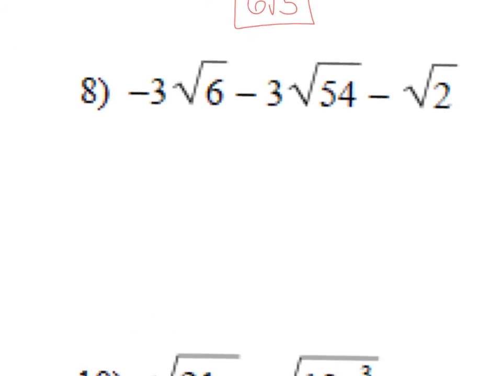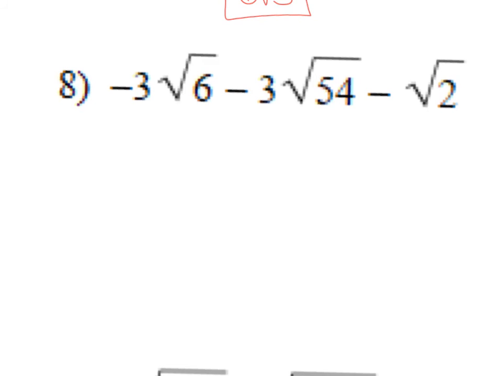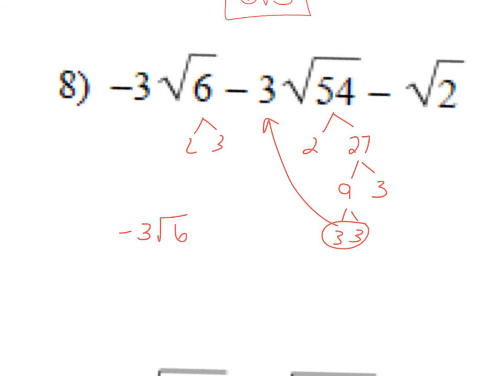Okay, number 8. All right, the square root of 6 breaks down to 2 and 3, but nothing will pair up and move out there. So this one's just going to stay as is. All right, 54, let's see, I know 2 will go in there, so it'll be 2 and 27. 27 will break down to 9 and 3, and then the 9 will break down to 3 and 3. So the 3's pair up and move out for negative 9. Now I do have a 2 and a 3 left, so 2 times 3 is 6. I'm going to go ahead and move down this negative 3 root 6 here.